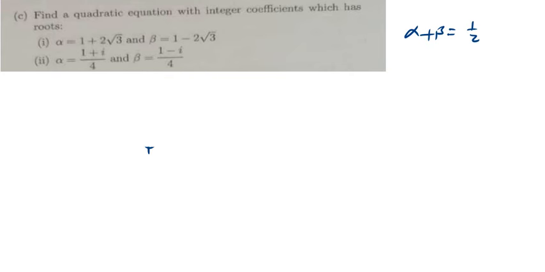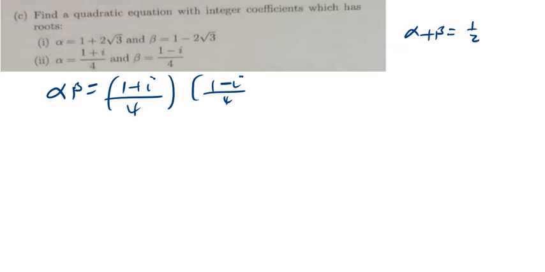What of alpha times beta? Alpha times beta is (1 plus i) divided by 4 times (1 minus i) divided by 4. So 1 times 1 is 1. 1 times negative i is negative i. i times 1 is positive i. i times negative i is negative i squared. Perfect. 4 times 4 is 16.